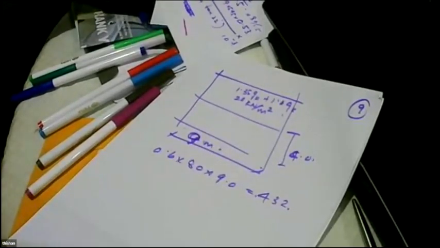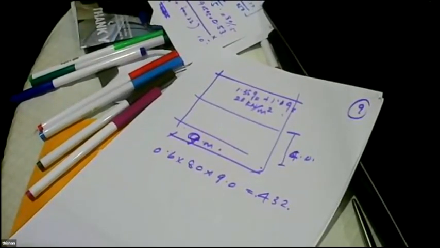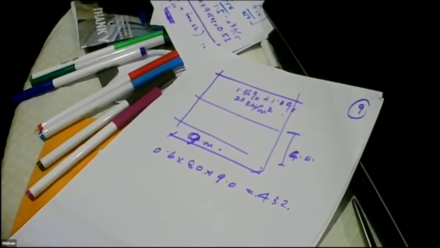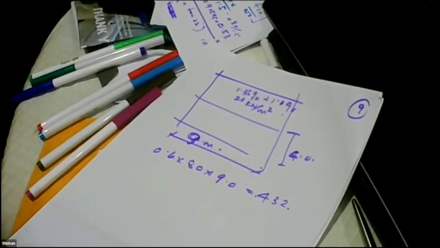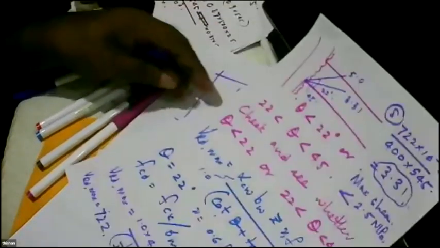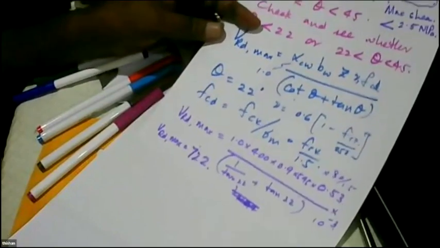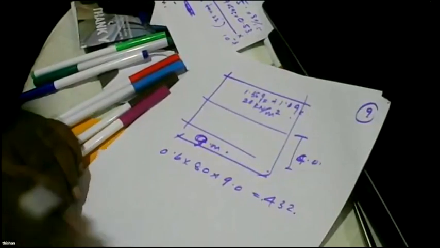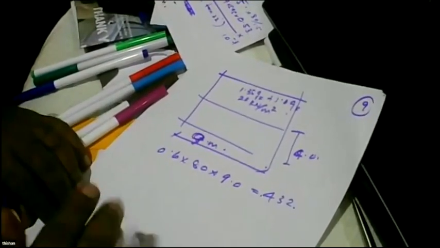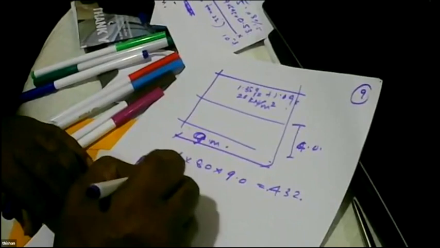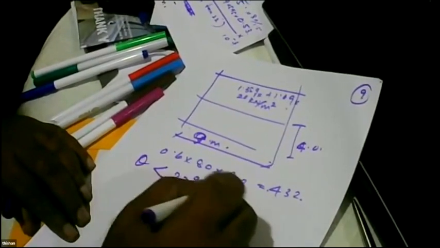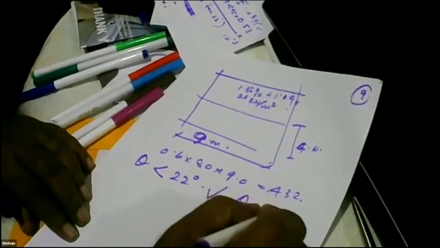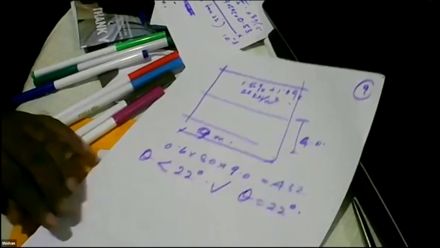Still, it's less than 17. Still, it is less than 722. Will I have a problem? I don't have a problem. Why? Because in 99% of the cases, what is the angle theta? Less than 22 degrees, so it is 22 degrees. Got it?